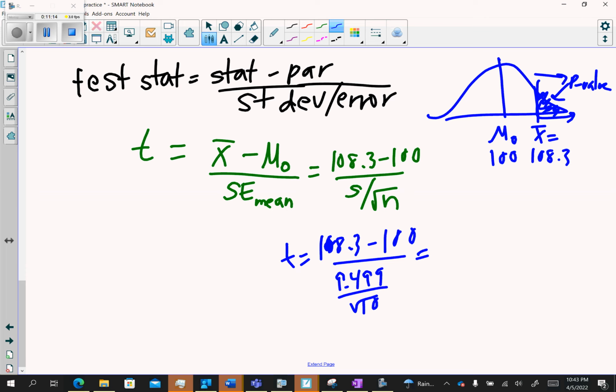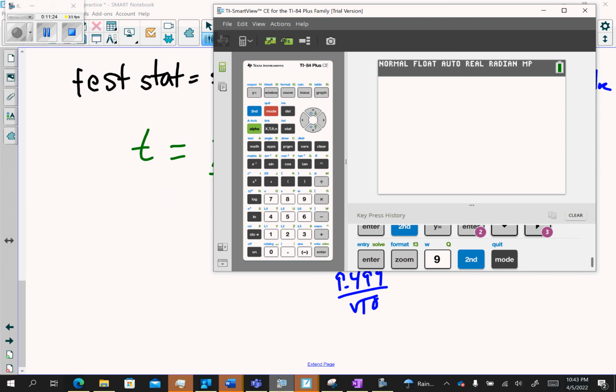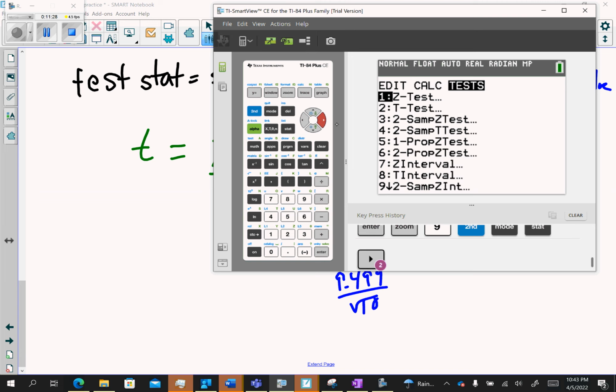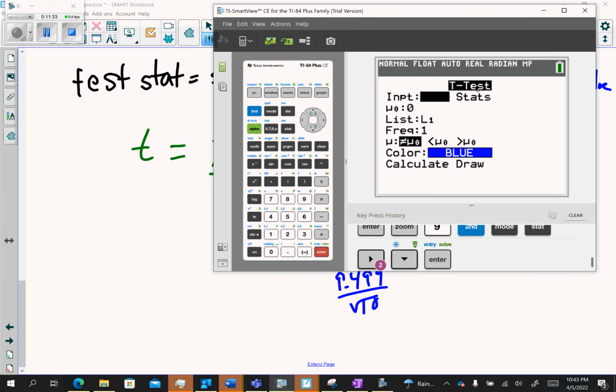So now at this point on the AP, they will allow you to go to the calculator for your answers. So you don't necessarily have to actually calculate this t-score by hand. What you can do is go to STAT, go over to TESTS, and go down to number 2, T-Test. And you're going to choose either Data or Stats. I have data in my list, so I'm going to choose Data because it's still in there.